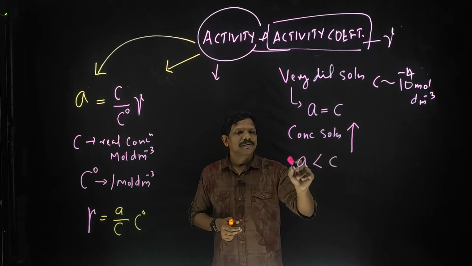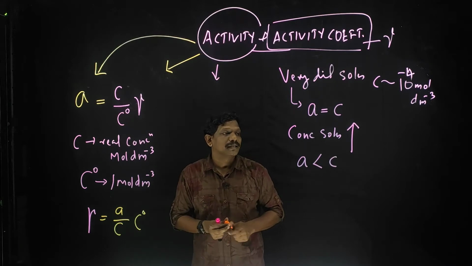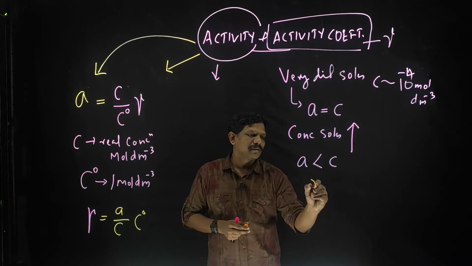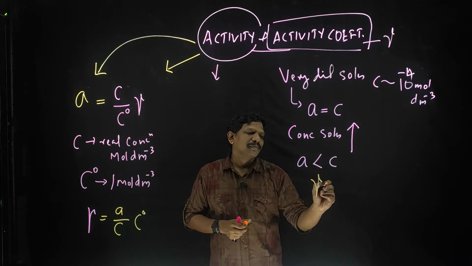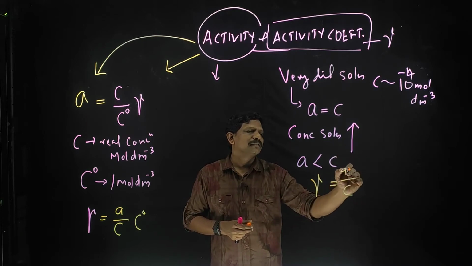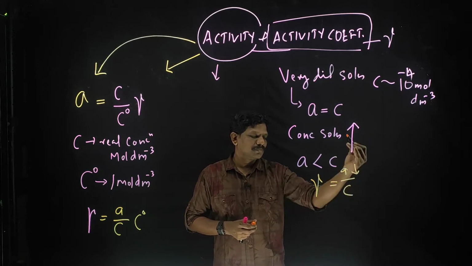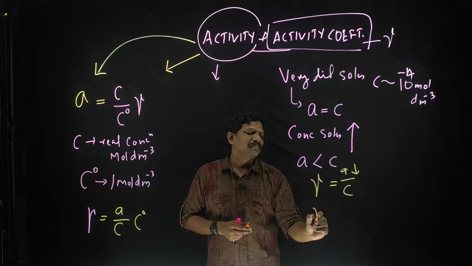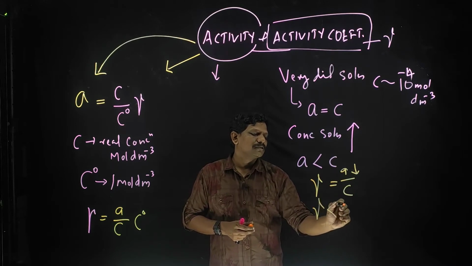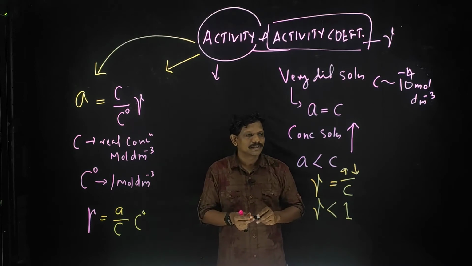That means the perceived concentration is lower than the real concentration. Then what happens to this gamma? Gamma is equal to A by C. So when concentration increases, activity will be low, and the real concentration will be high. That means gamma will be smaller than 1.